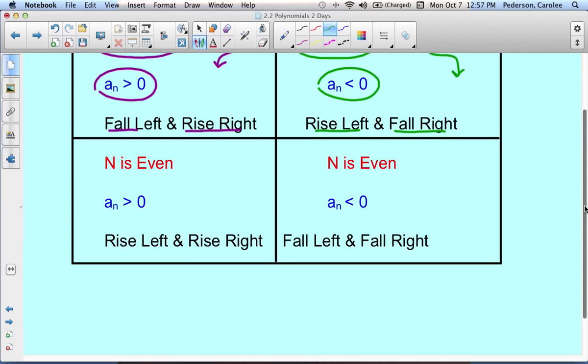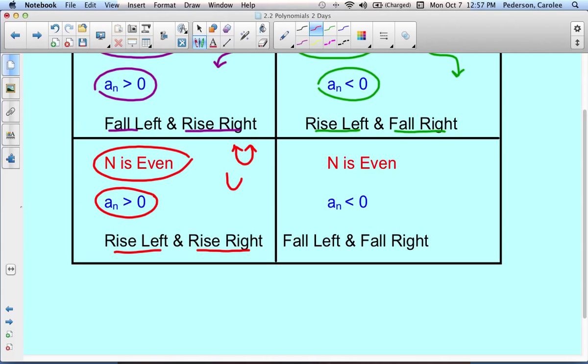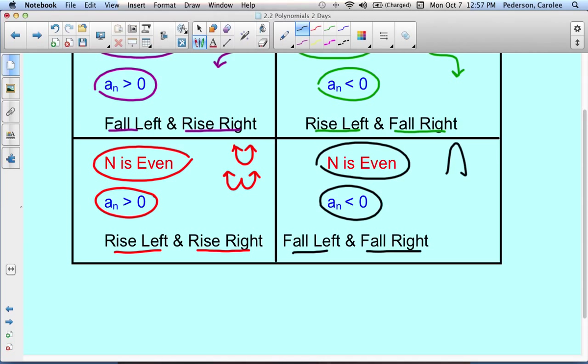Our last two boxes now, our n is even, and our leading coefficient is positive. We're going to rise on the right and rise on the left. So we're going to have something like a parabola, a quadratic function, or a quartic function that's the shape of a W. Our last one, n is even again, our degree is even, but now our leading coefficient is negative. We're going to fall on the left and fall on the right. So it could be something like a parabola that opens down, or a quartic function that looks like the shape of an M.